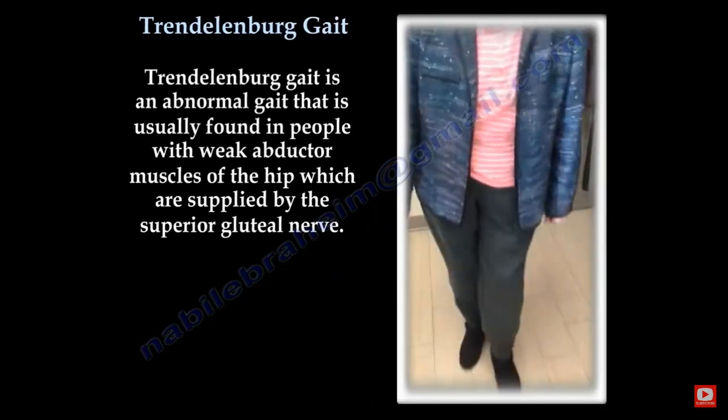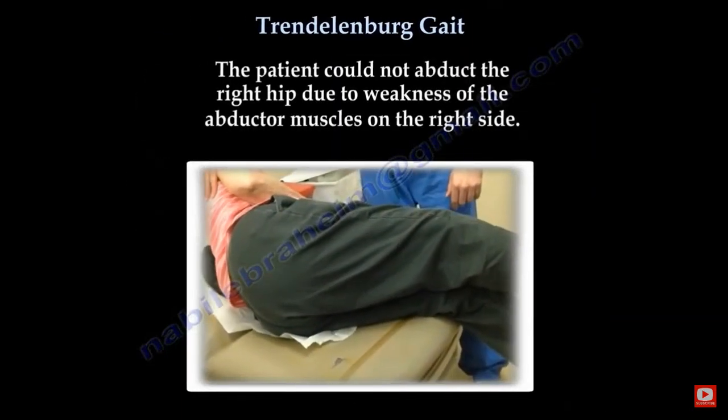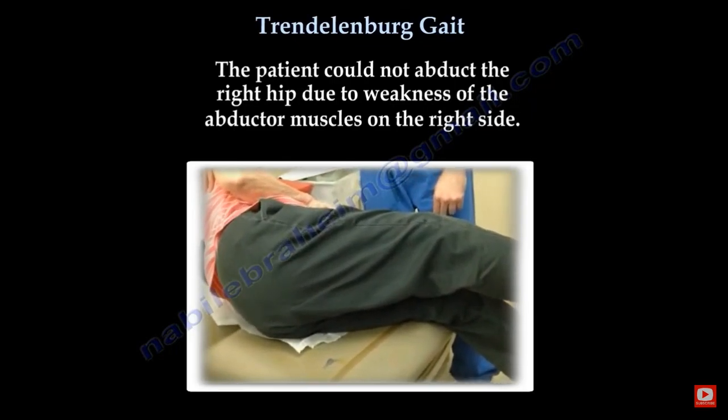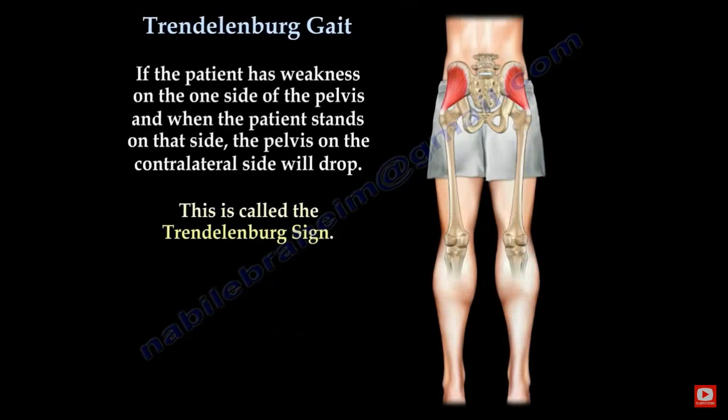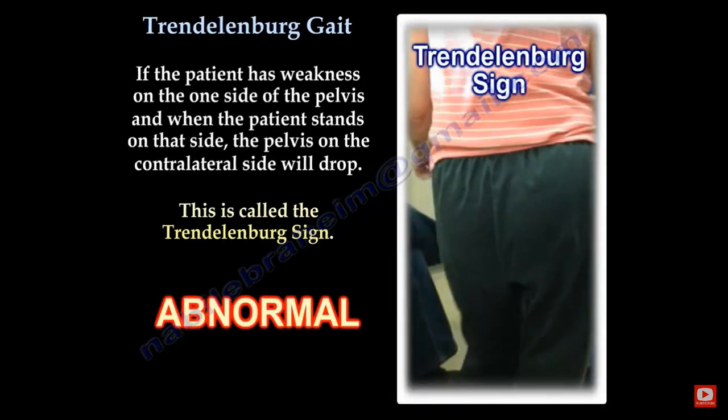Here you can see a patient example of Trendelenburg gait. The patient could not abduct the right hip due to weakness of the abductor muscles on the right side. If the patient has weakness on one side of the pelvis, and when the patient stands on that side, the pelvis on the contralateral side will drop. This is called the Trendelenburg sign.